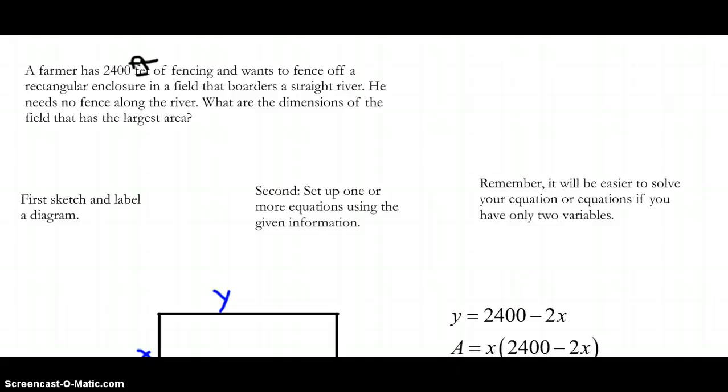I'm guessing some of you are already thinking, well, duh, it's going to be a square. I just have to figure out what square side lengths would make 2,400 feet of perimeter. Yes, that's true.